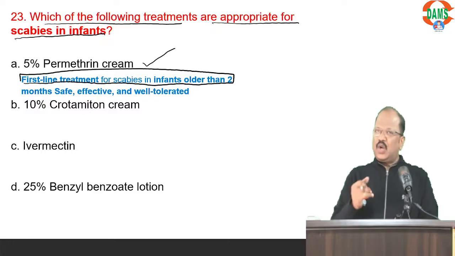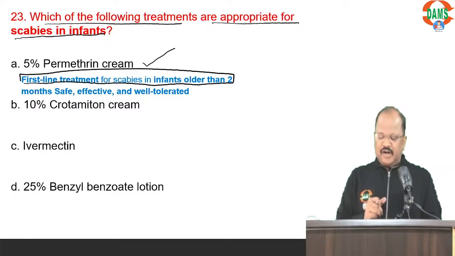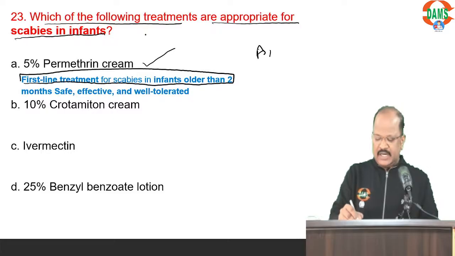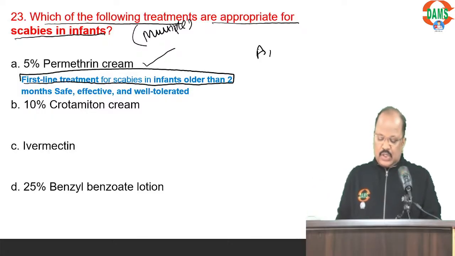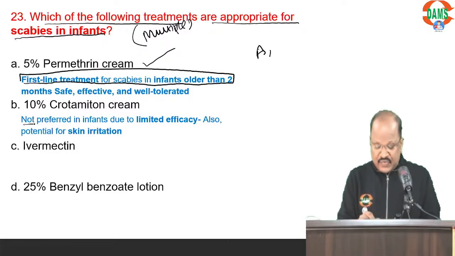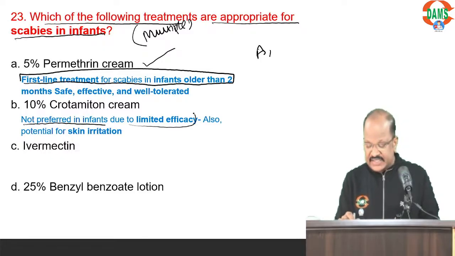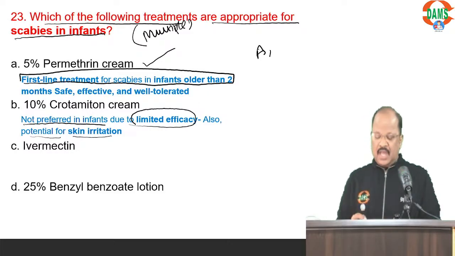Whereas look at the option B, 10% crotamiton. If multiple, one answer is A. It's a multiple response question. Next, 10% crotamiton: yes, we can use it, but it is not preferred in infants because of limited efficacy and potential for skin irritation.